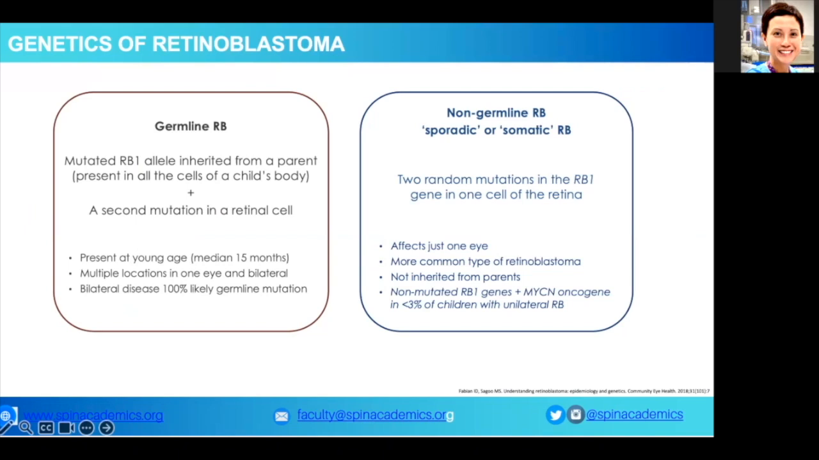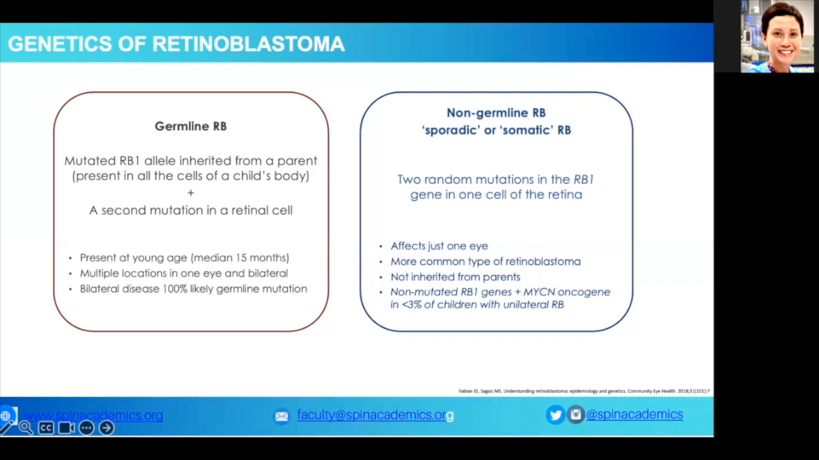Non-germline RB affects just one eye and is the more common form of retinoblastoma. As the name implies, non-germline RB is not inherited from parents and cannot be passed on to future generations. It develops due to two random mutations in the RB1 gene in one cell of the retina. It is also known as sporadic or somatic retinoblastoma.